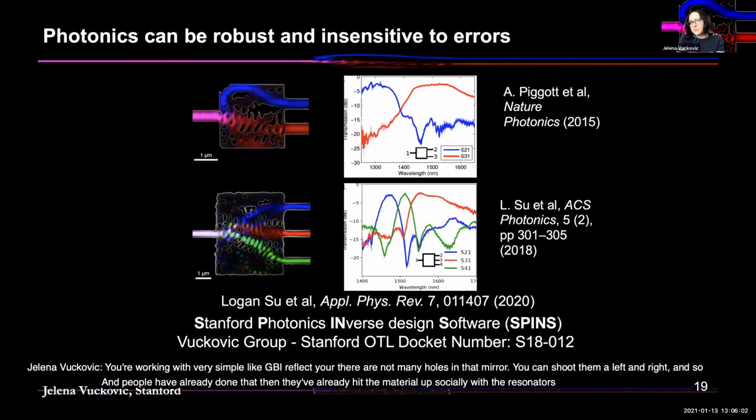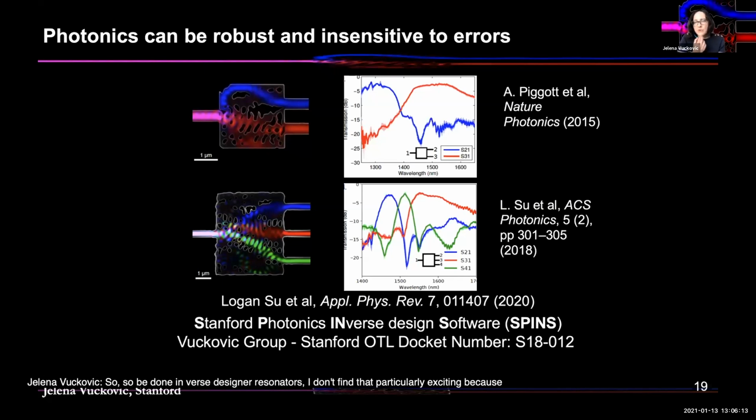You're working with a very simple DBR reflector. There are not many holes in that mirror. You can shift them left and right and so on. And people have already done that, and they've already hit the material absorption limit of resonators. So we've done inverse design of resonators. I don't find that particularly exciting because people have already designed resonators that are limited by material absorption.